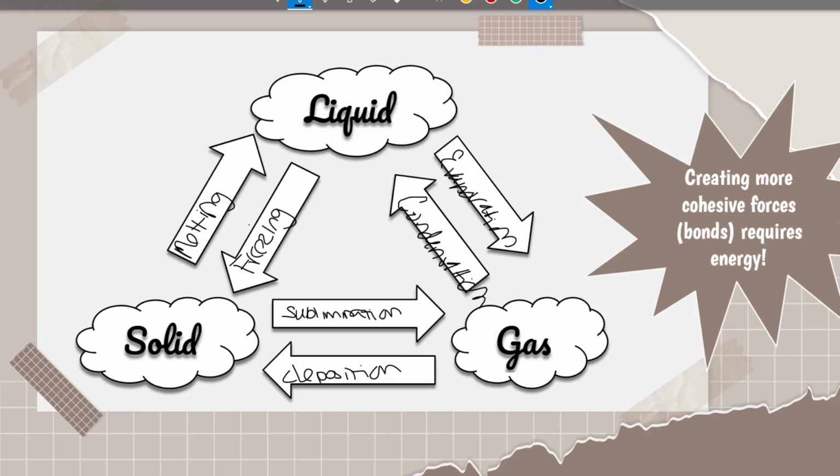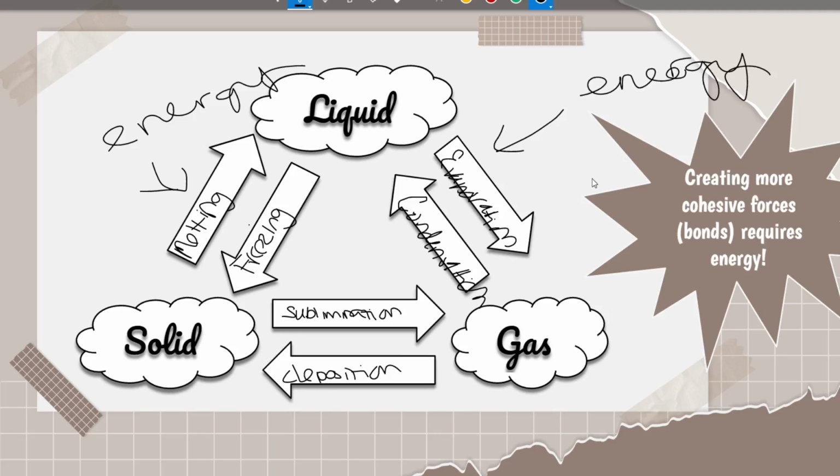Okay. So as you go through each one of these, you require some form of energy, right? So we call this energy is needed here. You need energy here. And you need energy here.